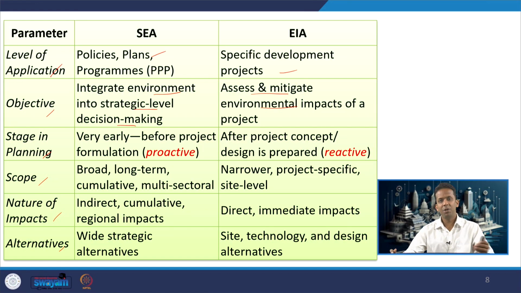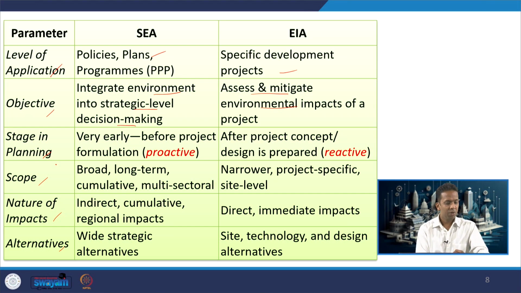Okay, you set the boundary, you identify the list of activities associated with the project, then identify the list of components of environment which can be impacted and get the environmental impacts. Once you get those impacts, you list down the mitigation strategies, that is EIA. SEA, like while we are doing strategic level decision making for formulating plans and policies, the factor of environment must be integrated into that decision making, that is the objective of SEA.